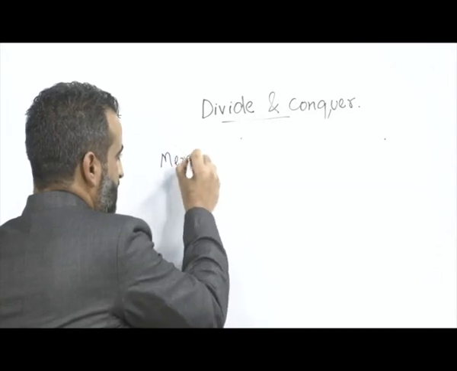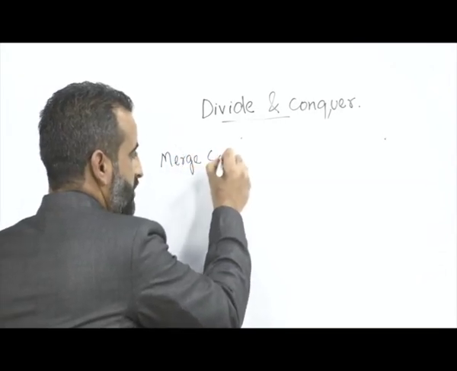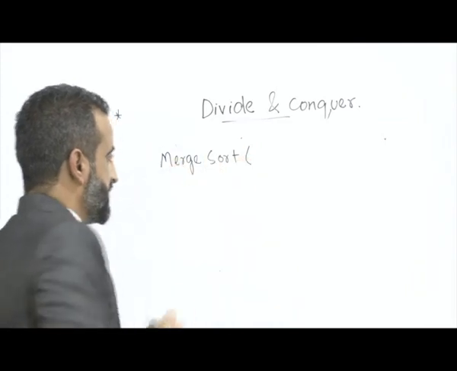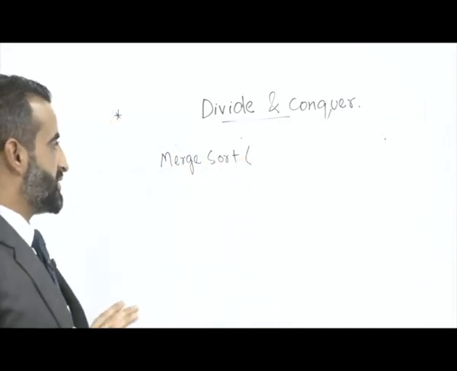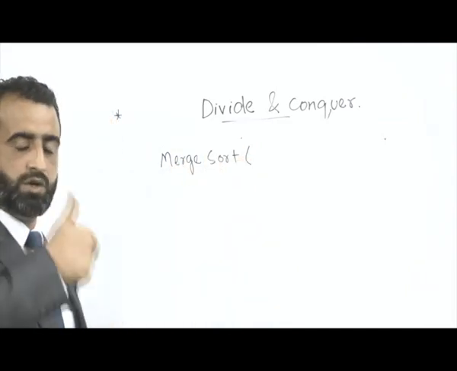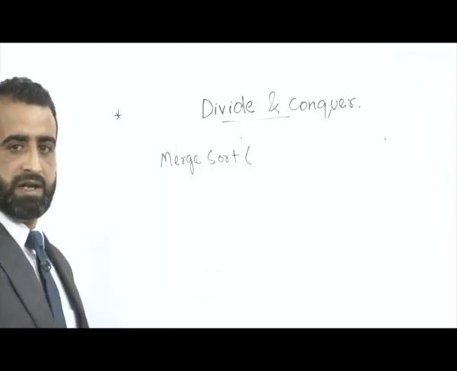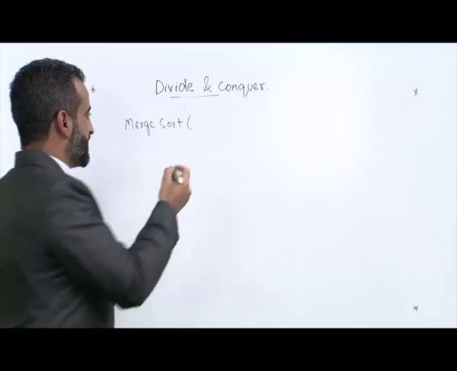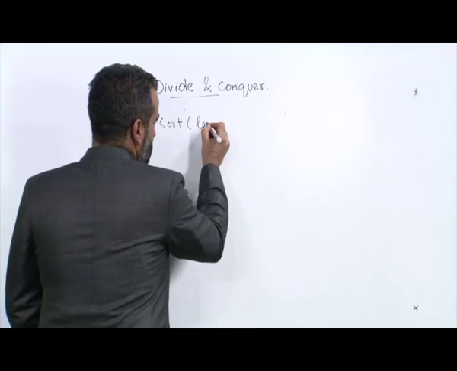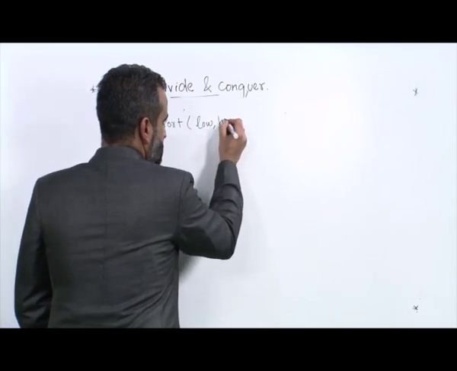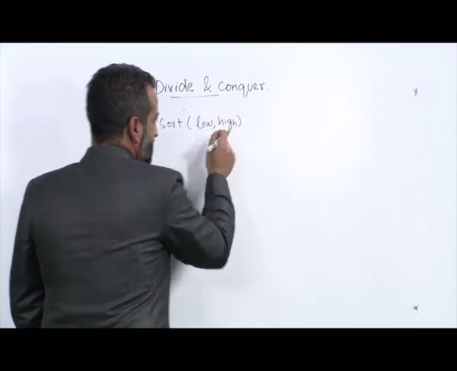Let's suppose this is my algorithm. Let's call this algorithm merge sort. The merge sort algorithm will primarily keep track of 3 indices: the lower part of the array, the higher part of the array, and a mid value that I will be requiring. So I'll be using one index as low and another index as high. Why do I need this?